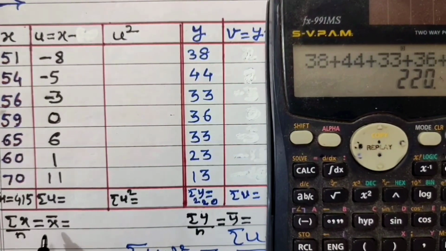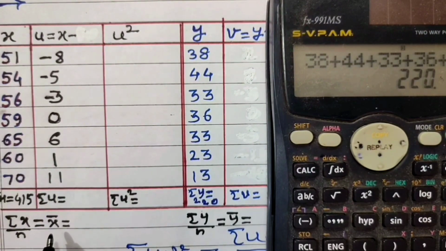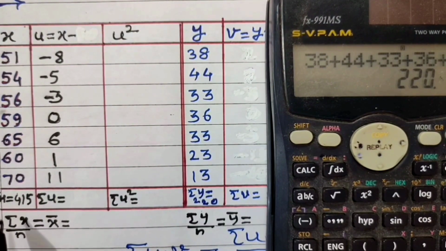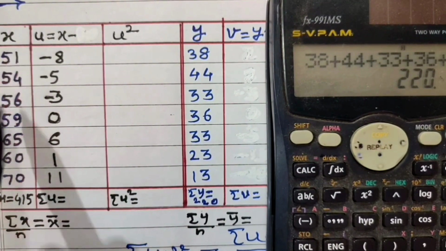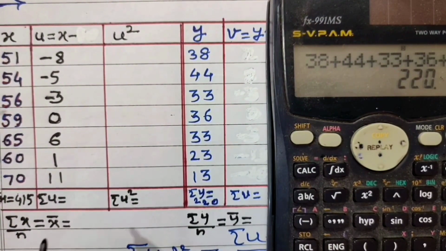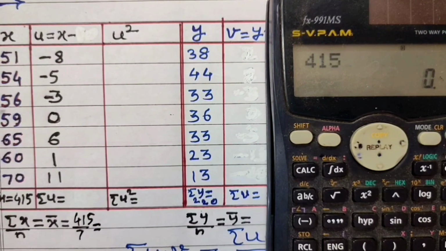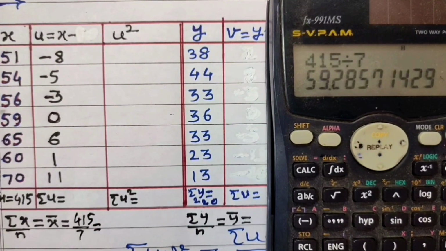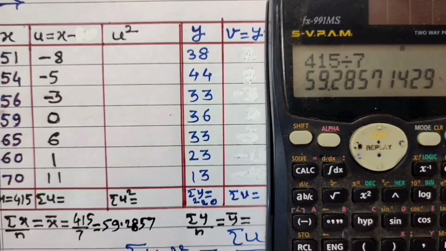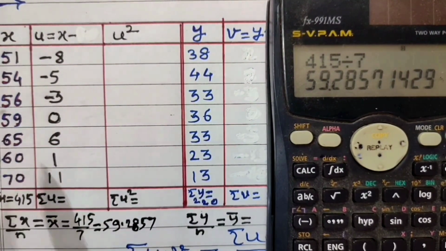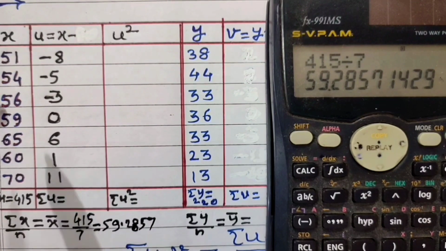Now we have to find the actual mean of X series, that is given by X bar, and which is equal to summation of X divided by N. N is the number of elements in this column. So X bar is equal to 415 divided by 7. This is equal to 59.2857. Okay. Search for the value from X series which is very close to this actual mean. This 59 is very close to this one. So we can assume 59 as the assumed mean.